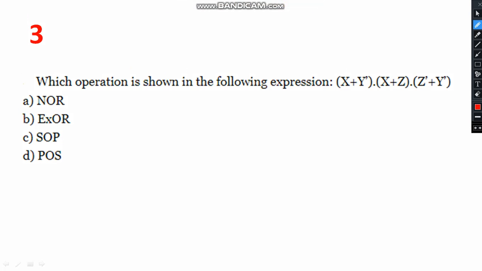Which operation is shown by the following expression? It would obviously be a product of sum. Look at this, these are the products. Here AND gates are required, here OR gates. Okay, product of sum.